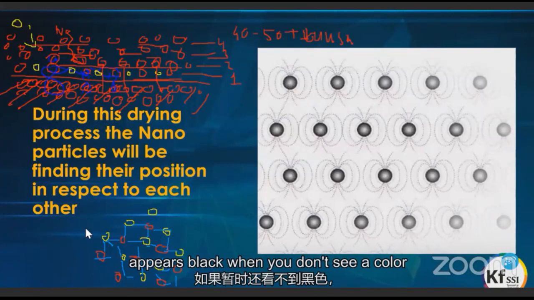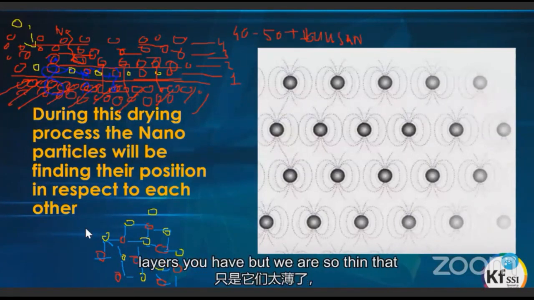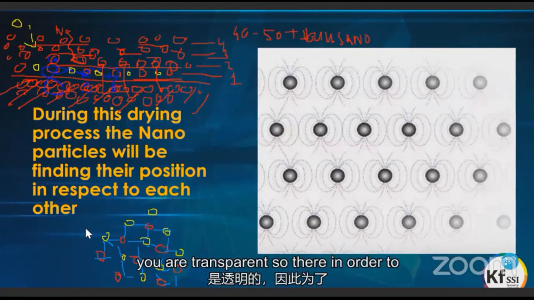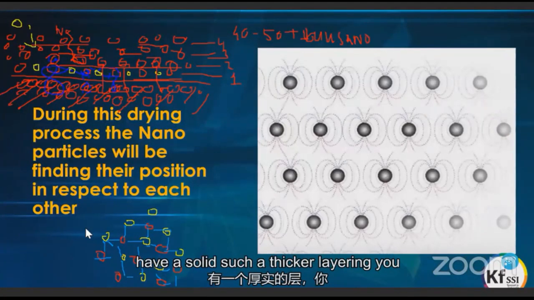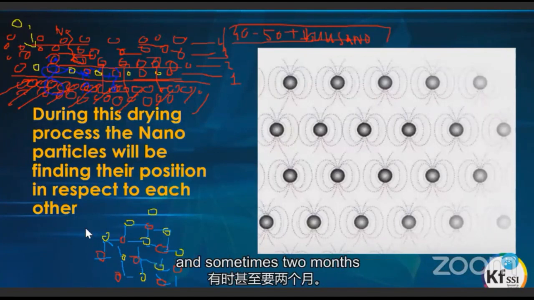When you don't see a color change, it doesn't mean you have no nanolayers. You have, but they are so thin that they are transparent. So in order to have such a thick layering, you need that time. It's minimum 2 weeks and sometimes 2 months.